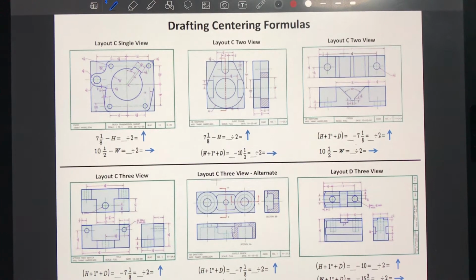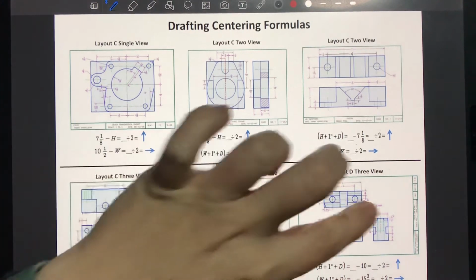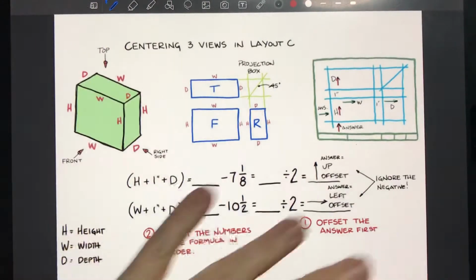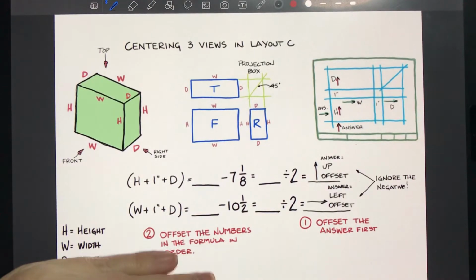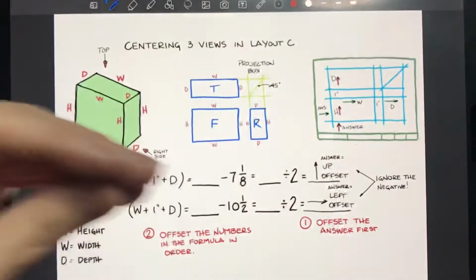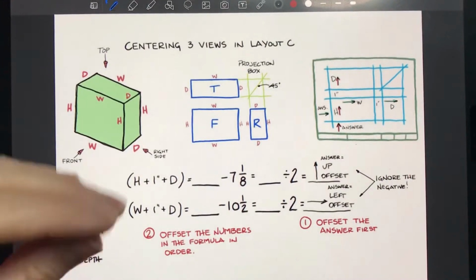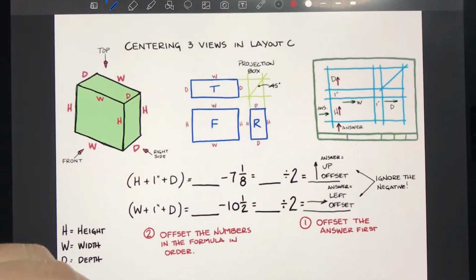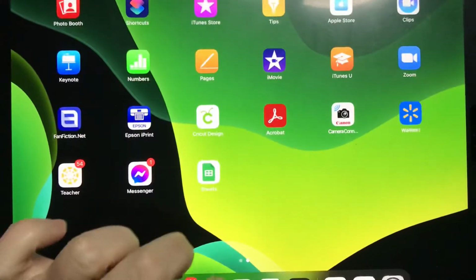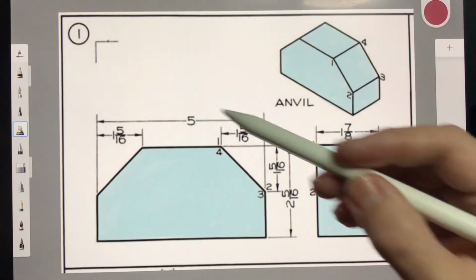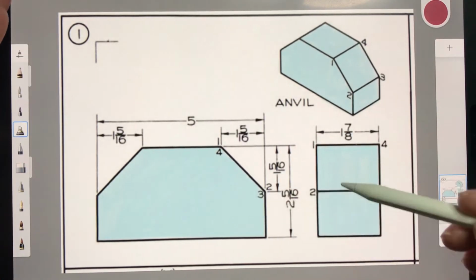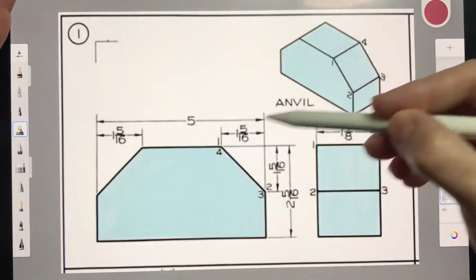It's also located on your desktop in the lab in the cheat sheet folder. What we're going to do is use these two formulas in order to lay out our drawing in Layout C so we can make an orthographic projection. The first drawing that we're going to draw is 728 number 1, the anvil. You have the two views that they give you, and we have to fill in the top view.